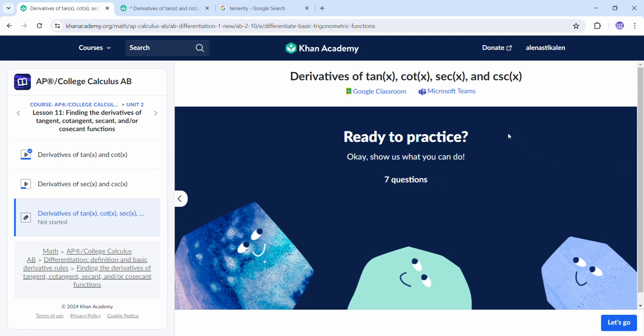Derivatives of tangent, cotangent, secant, and cosecant of x. 7 questions, more than what we're accustomed to, but let's get it anyway.